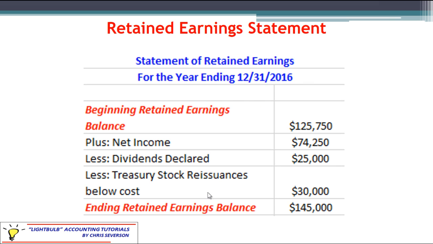The last two things I wanted to illustrate are the different ways of showing retained earnings, the different statements you may see for retained earnings. So here we have an actual statement of retained earnings itself. You have the beginning retained earnings balance, which would have been last year's ending balance. You add in net income for the period. You subtract out dividends declared. And of course, we said earlier you have any treasury stock reissuances below cost. That may reduce retained earnings as well. And you end up with your ending retained earnings balance.